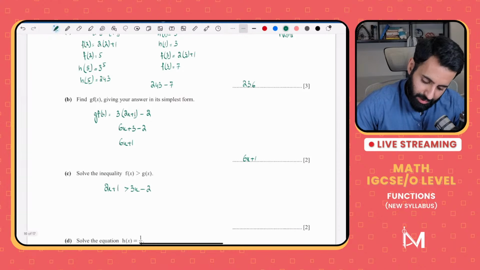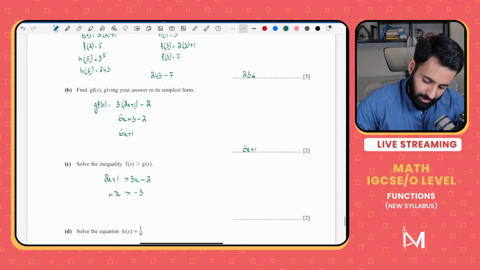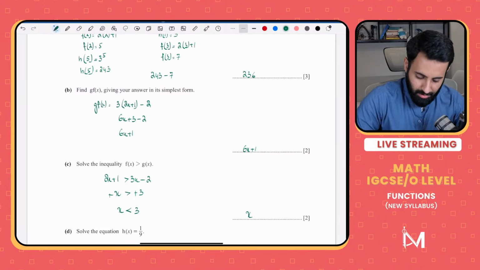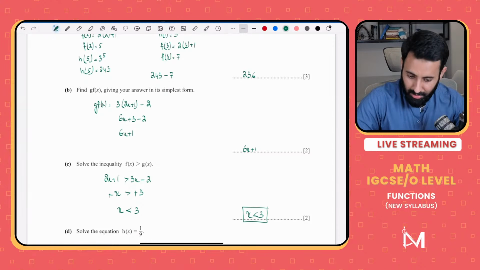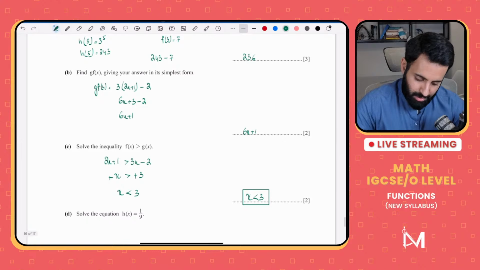Now let's move all the x's over to the left-hand side. So 2x minus 3x is going to be minus x, and minus 2 minus 1 is minus 3. But remember, when we cross out the minus in an inequality, the sign flips. So x will be less than 3, not greater than 3. That's a rule for inequality, which you must remember.